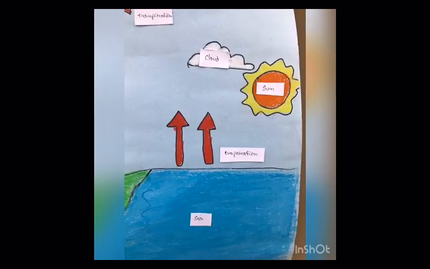The first point is evaporation. Evaporation is when the sun heats up rivers, lakes, or the ocean and turns the water into vapor or steam. The water vapor or steam leaves the river, lake, or ocean and goes into the air.